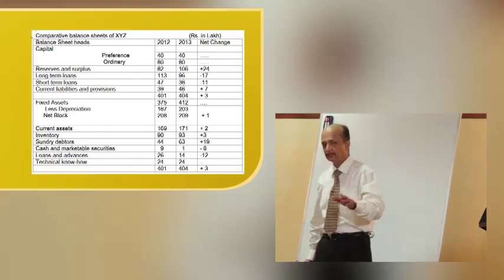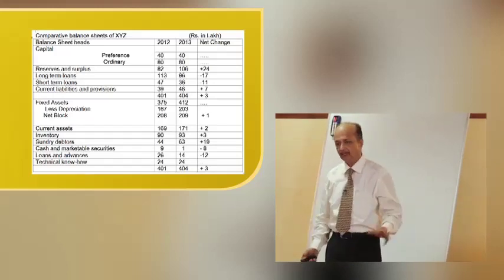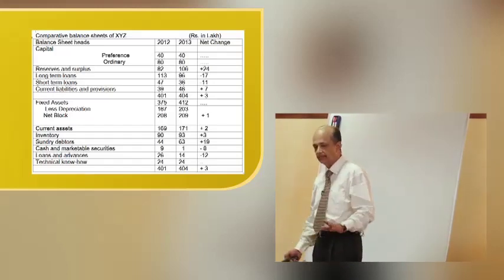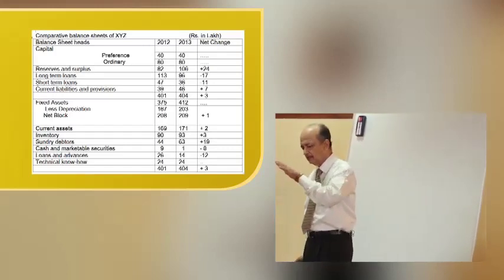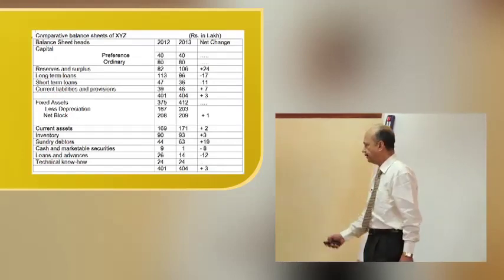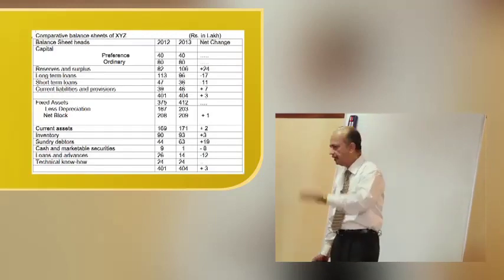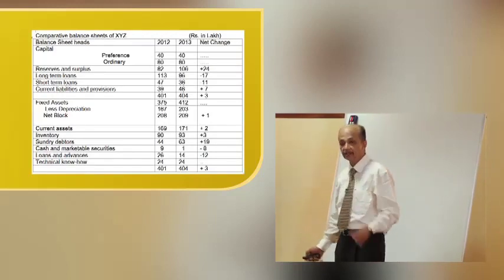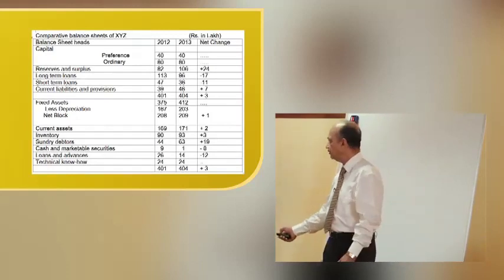It indicates that the 17 lakhs repayment has been made. Earlier it was 130. So by way of installment or otherwise, the outstanding has been reduced to the extent of 17 lakhs. Short-term loans, it was 47. It has gone down to 36. Yes, that also indicates it is reduced. It is a decline. It is a repayment to the extent of 11 lakhs.